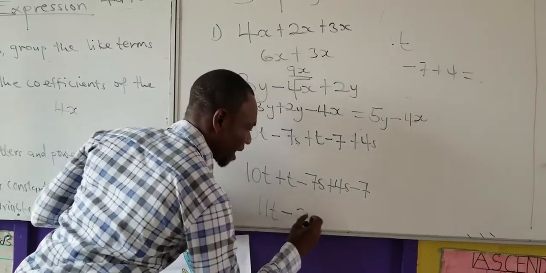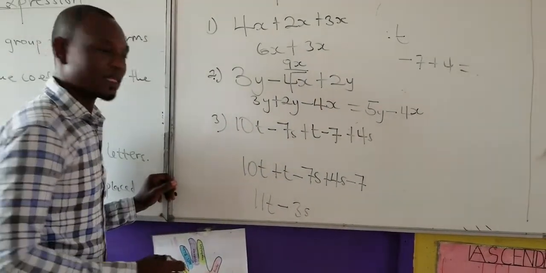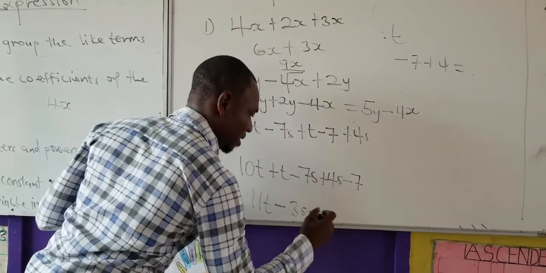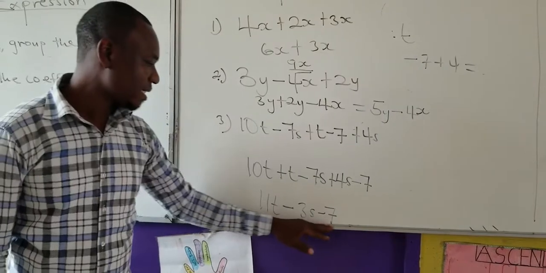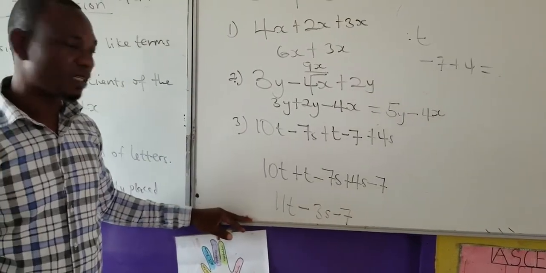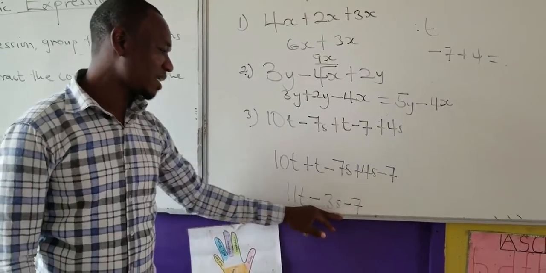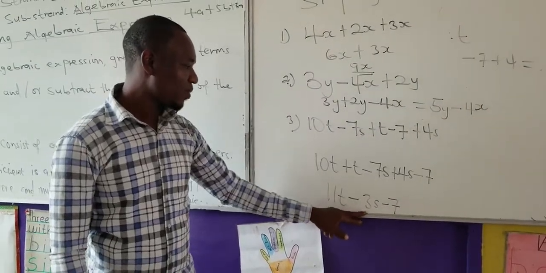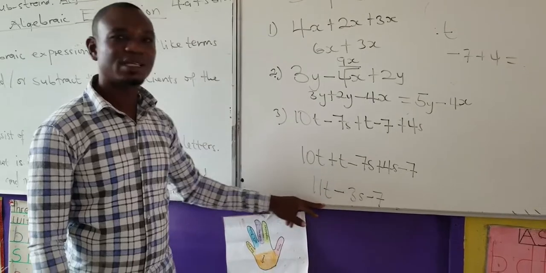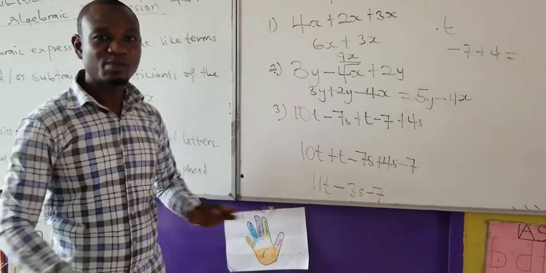Negative 3x. Right? Minus what? Your 7, because the 7 has no pattern. So you put it this way. You realize that this is your final what? Simplification. You can only do up to this level because there's nothing to do here again. And that is your final answer. 11t minus what? 3x minus 7. That is your final answer. It's as simple as that.